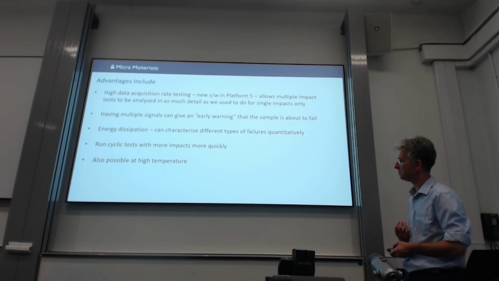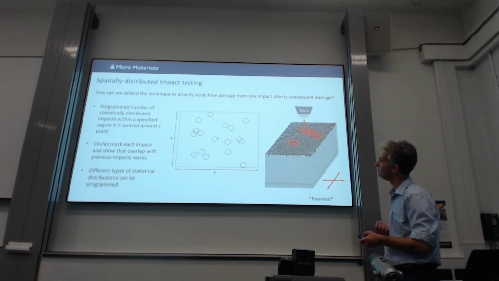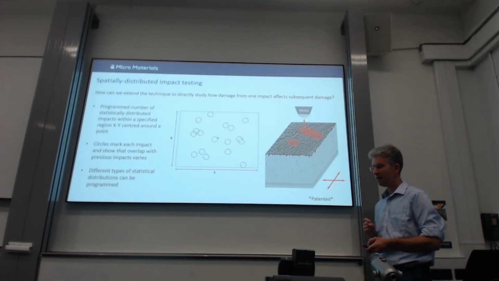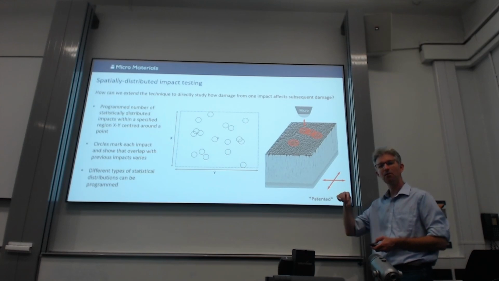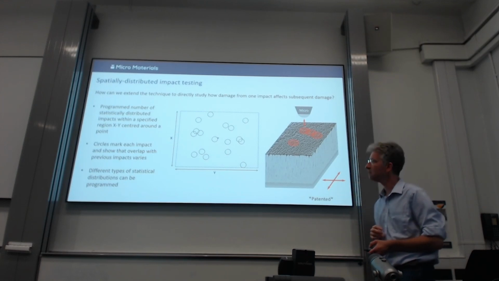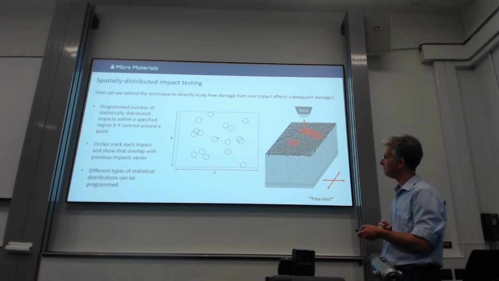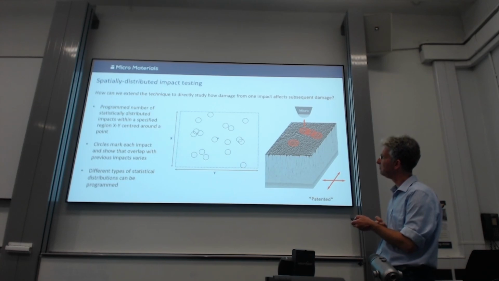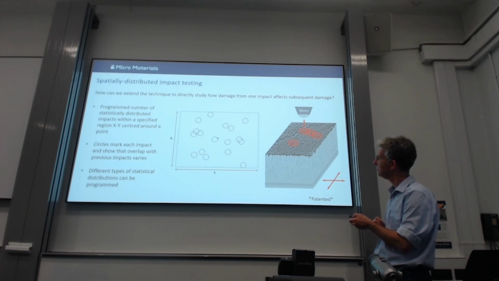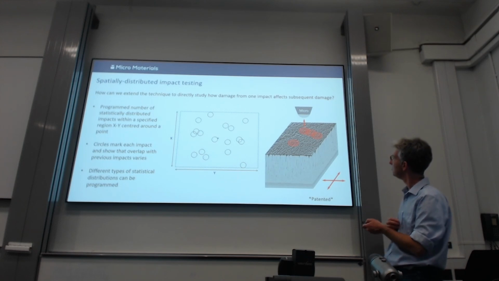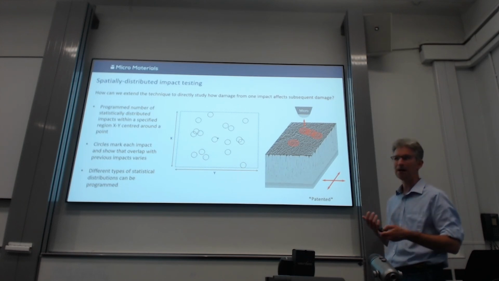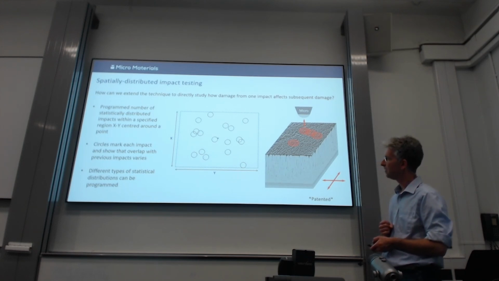And it's also possible to do high temperature. And that capability underpins what we can do now in the multiple test. So we had an idea a few years ago now, and it became ultimately a collaborative project with Cranfield and NPL, where we could design statistical arrays of impacts around a central point, and this would replicate what happens in the erosion situation.